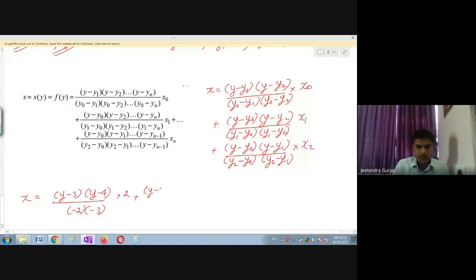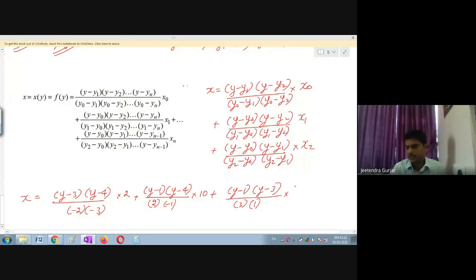So just substitute y minus y naught, and y minus y2, divided by y1 minus y naught, which is 2, y1 minus y2 is minus 1, into x1. X1 is 10. Plus next term y minus y naught, and y minus y1. Okay, so next is y2 minus y naught, 3, and y2 minus y1 is 1, into x2. X2 is 17. Now you may ask, sir, how are we going to simplify this?